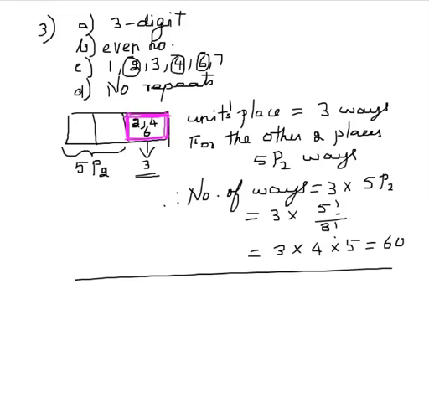Or we may use the fundamental principle of counting. The units place has 3 choices and the tens place will have 5 choices, because out of 6 digits given, 1 has been used for the units place, and here 4. So 4 into 5 into 3. So you may use any method.